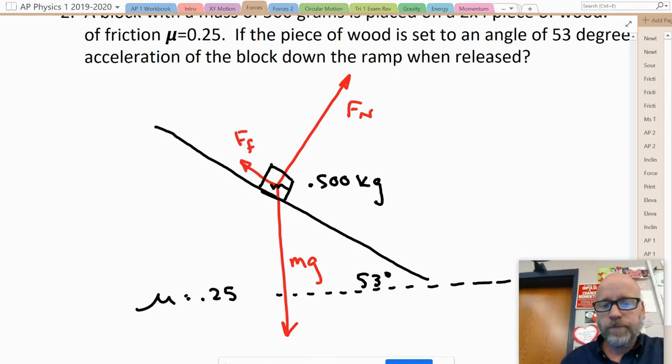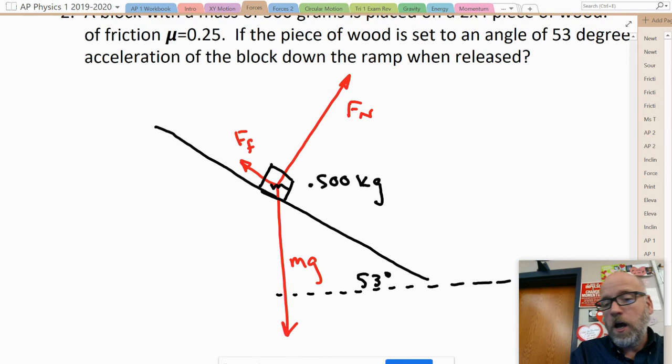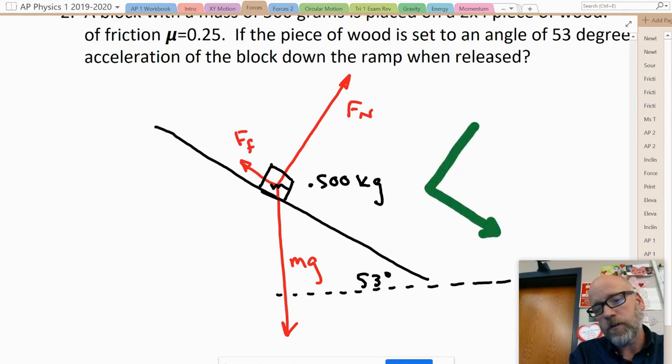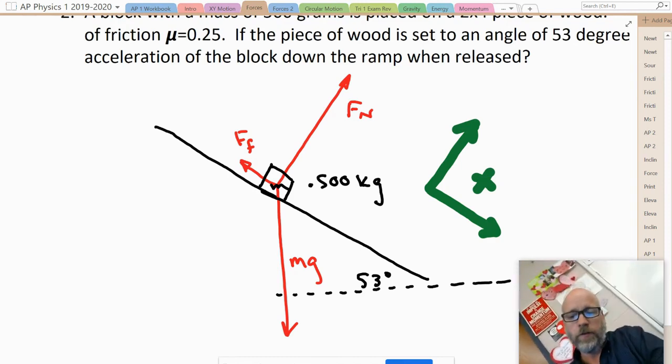Now, because mg is not going to be in what I define as my positive direction, I'm going to make perpendicular to the surface and parallel to the surface my positive direction. I just went, whoop. I tilted it. You see it? Tilt. Or I could tilt my computer. Oh, now it's straight up.